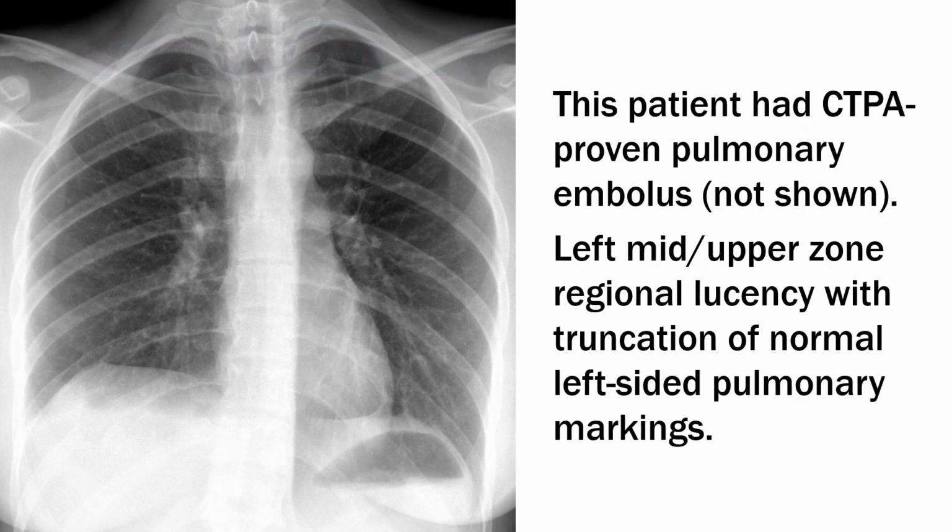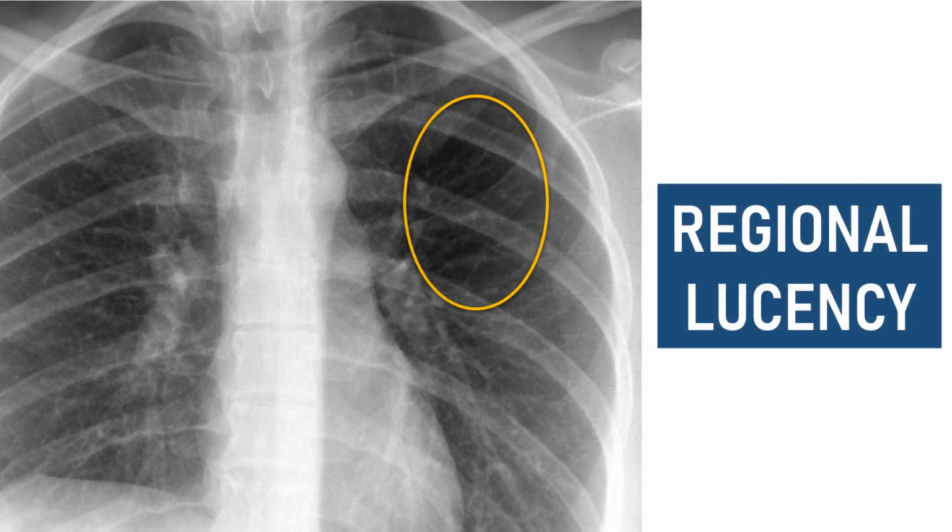This patient had CTPA-proven pulmonary embolus, which is not shown here. There is left mid and upper zone regional lucency, with truncation of normal left-sided pulmonary markings. The regional lucency with truncation of normal left-sided pulmonary markings is focused here.